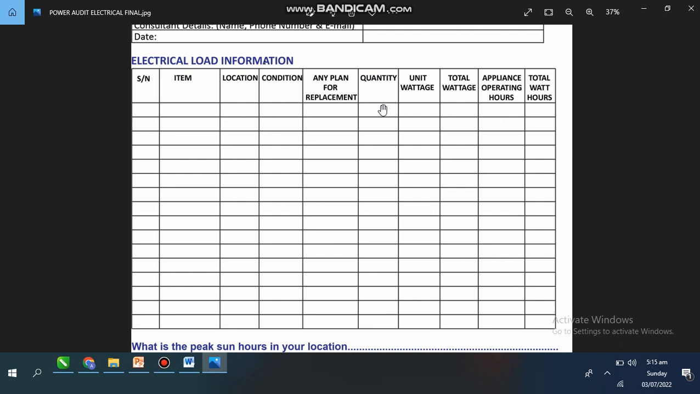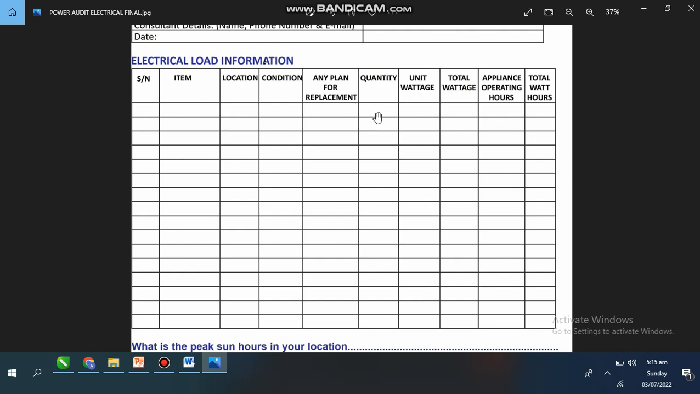How many? Is it 3? Is it 4? Is it 5? Is it 6? Your quantity here. Unit watts, we already talked about the rating of the electrical load. What is the size? What is the power consumption? So you put it here, total watt. What is the total watt of maybe the television here?